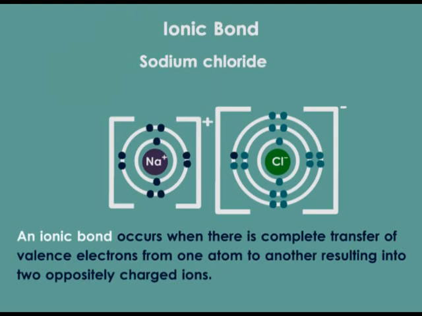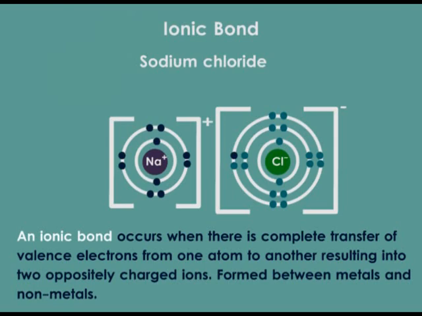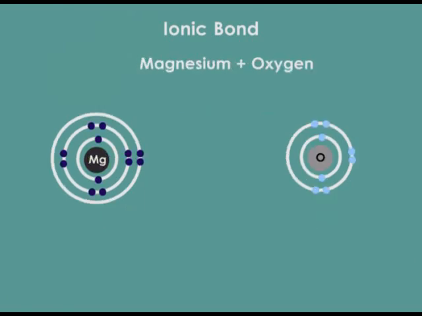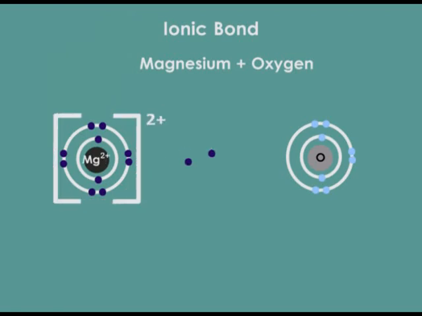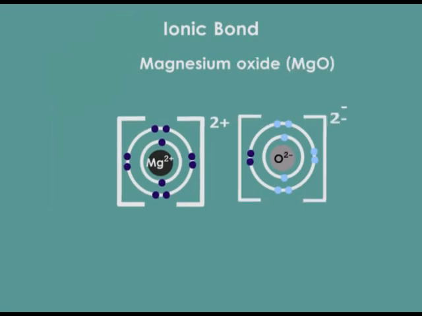Generally, ionic bonds are formed between metals and nonmetals, resulting in an ionic compound. Consider magnesium and oxygen. A magnesium atom has two valence electrons which it can lose. Oxygen has 6 valence electrons and needs 2 extra electrons to complete an octet configuration. Magnesium transfers the 2 electrons to oxygen, and the resulting cation and anion attract each other to form an ionic compound, magnesium oxide.